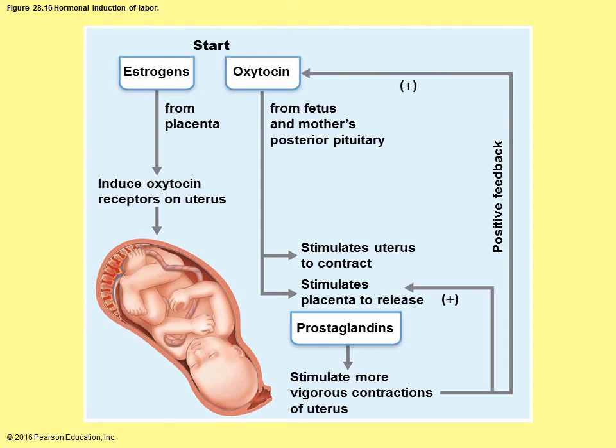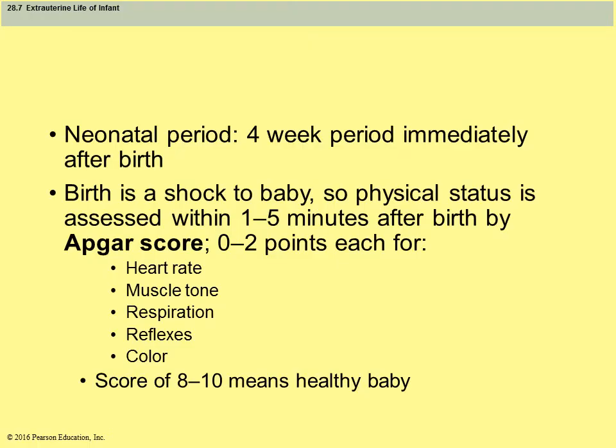It's a positive feedback. So as you release these two hormones, they stimulate the uterus to contract. They stimulate the placenta to release even more, which is going to then stimulate even more contractions. And so that's why the contractions will progress quicker and stronger until birth occurs.